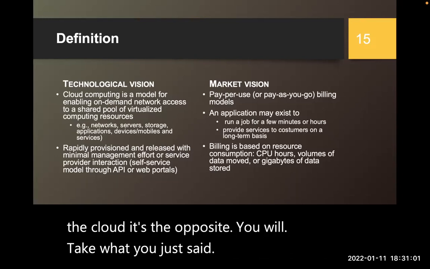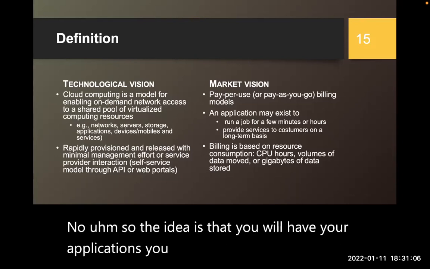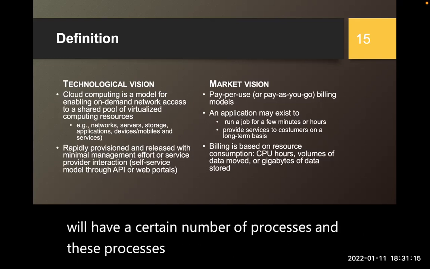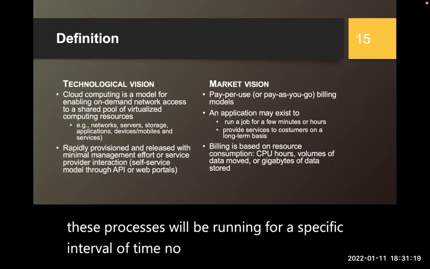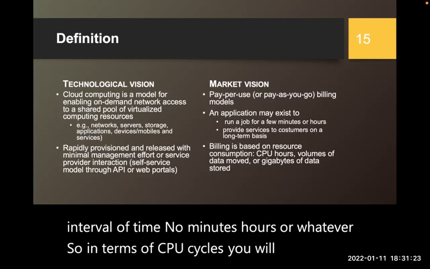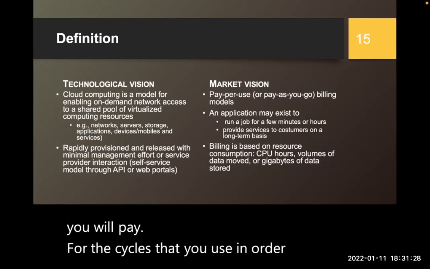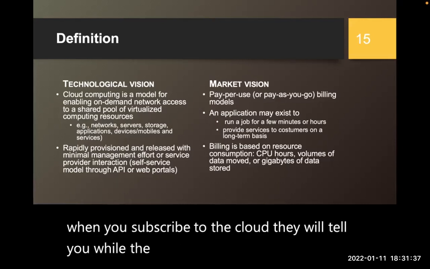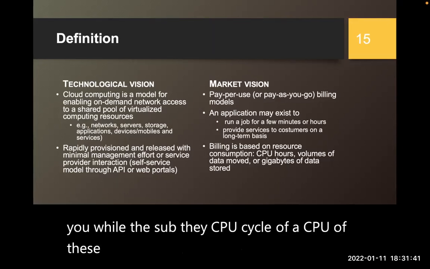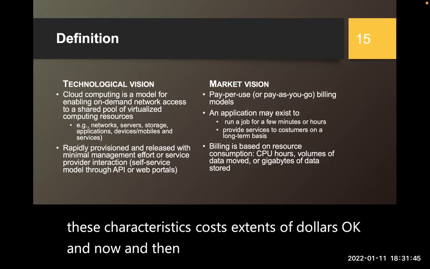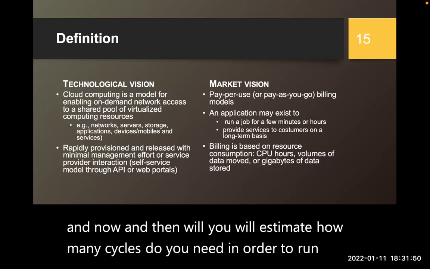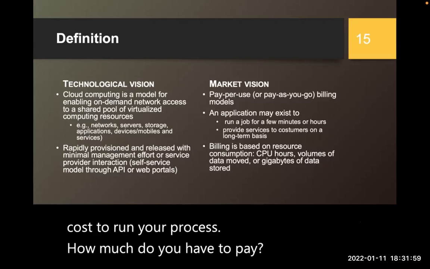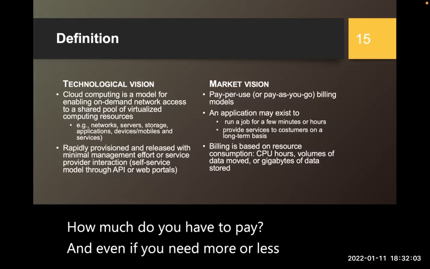Now, the idea is that you will have your applications. Applications, in fact, are processes when they run. So you will have a certain number of processes, and these processes will be running for a specific interval of time: minutes, hours, or whatever. So in terms of CPU cycles, you will pay for the cycles that you use for the process to run for a specific interval. When you subscribe to the cloud, they will tell you that the CPU cycle of a CPU of these characteristics costs X cents of dollars. Then you will estimate how many cycles you need to run a process, and you will know how much it costs to run your process and how much you have to pay. And if you need more or less, the cost will adapt.